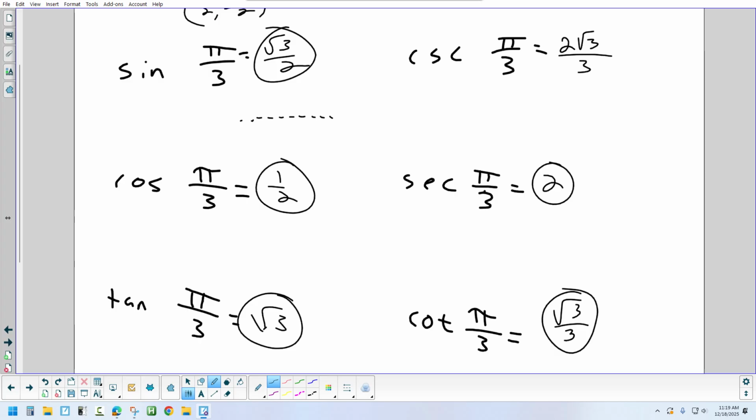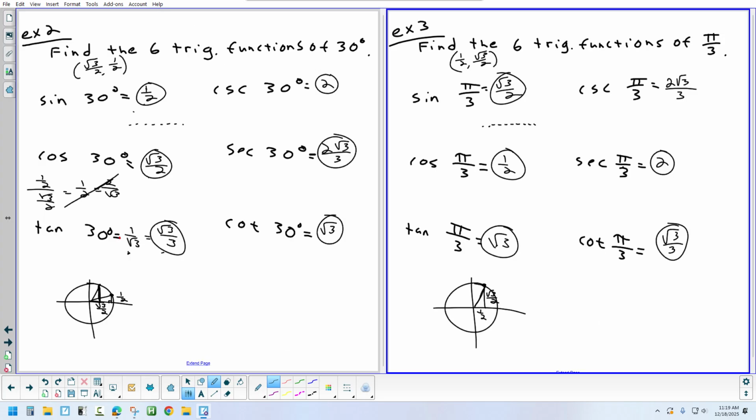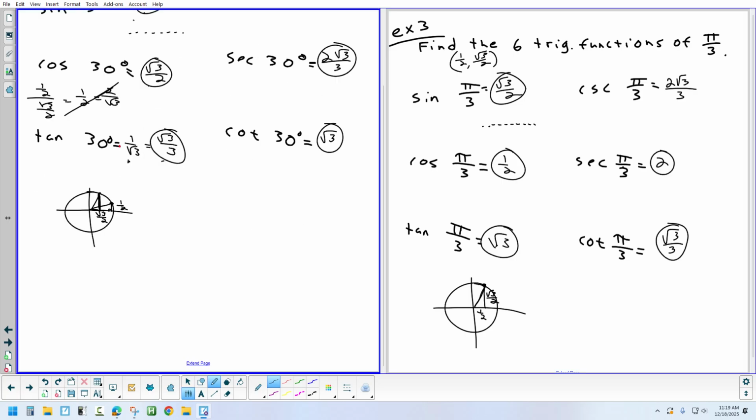So if you compare all the answers that we just got in the last two problems, they're all the same answers. Every 30 and 60 has these answers. It's just they move around in different spots because the 30 and 60 have the x and the y switched. Can you show how you got the 2 root 3 over 3? So when you flip root 3 over 2, you get that. And then when you multiply top and bottom by root 3, you get 2 root 3 over root 9, which is 3.